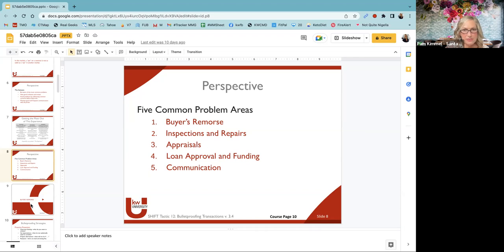So inspections and repairs, right? That definitely is a time when transactions can come apart, during the inspections and the repairs.